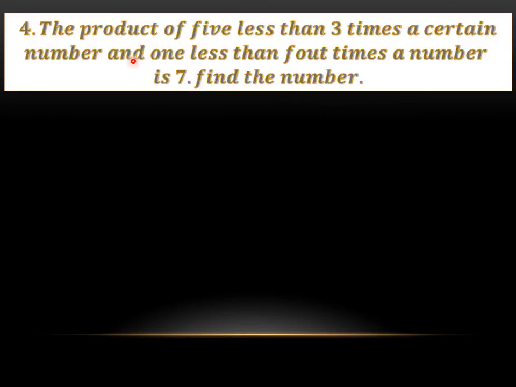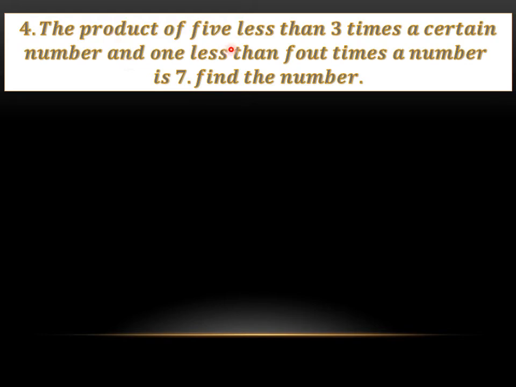Moving to question number 4. The product of 5 less than 3 times a certain number and 1 less than 4 times a number is 7. As explained in the previous question, wherever we have and, we have to put the sign that is written in the beginning. The sign is product. It means in place of and, we have to place the multiplication sign.